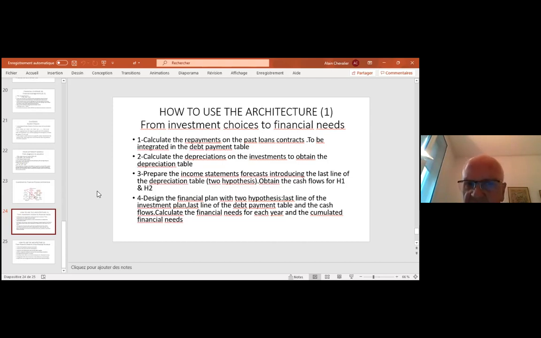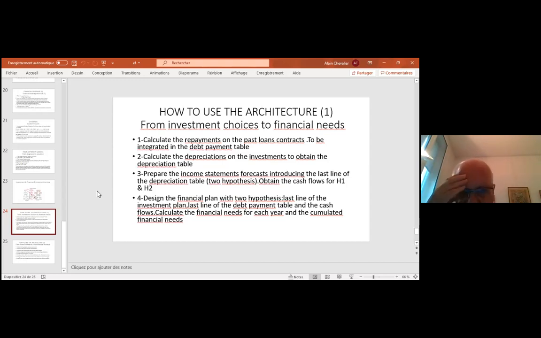Third, prepare the income statement forecasts, introducing the last line of the depreciation table. Now, there are two hypotheses, optimistic and pessimistic. And you will obtain the cash flows for H1 and H2, the two hypotheses. Then you can move to the financial plan and design the financial plan with two hypotheses.